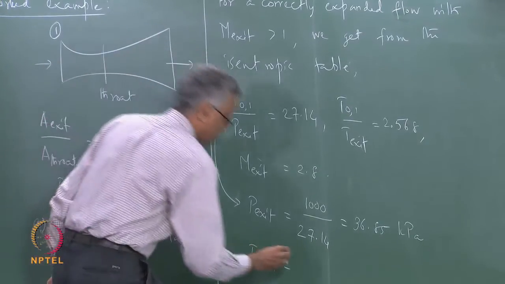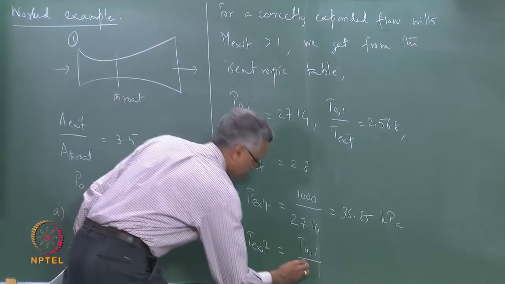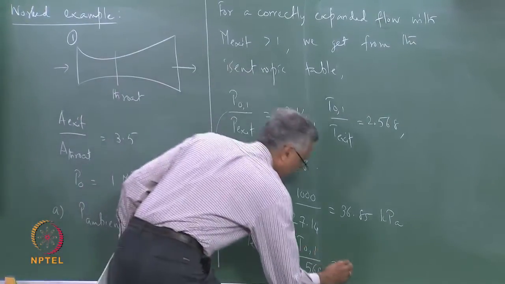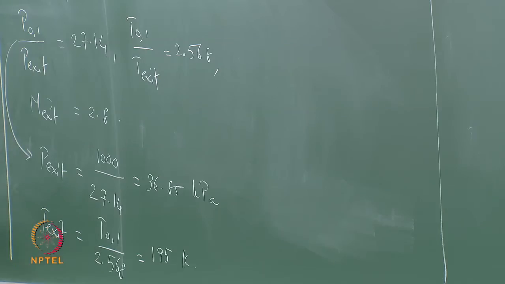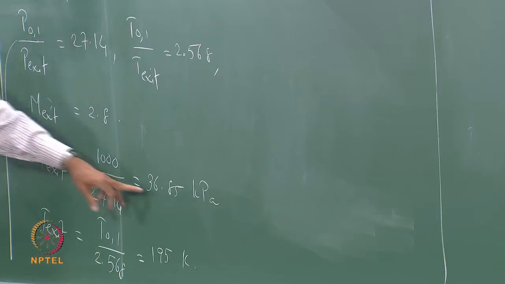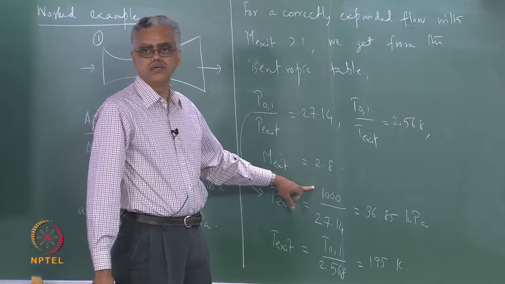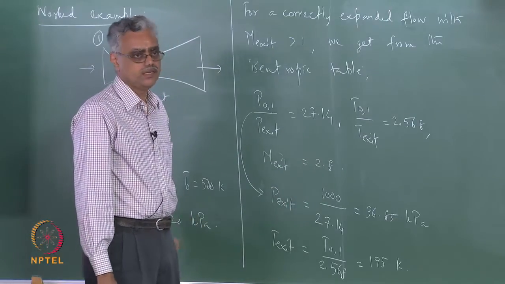T exit is equal to P0 1 divided by 2.568, and I get this to be 195 Kelvin, right. So, the flow is under expanded with exit pressure equal to this, exit static temperature equal to this, and exit Mach number equal to this. These are the exit conditions when the ambient pressure is equal to this value.